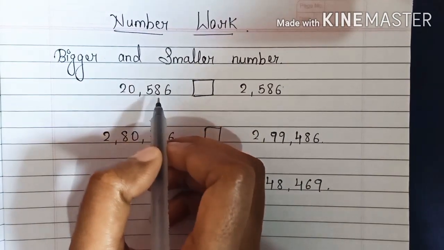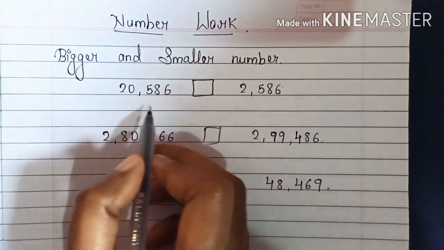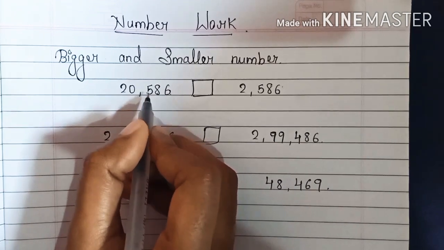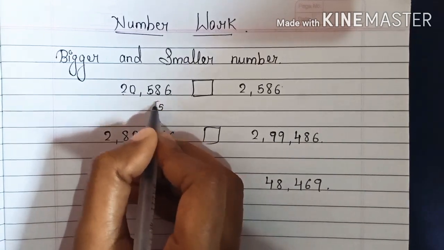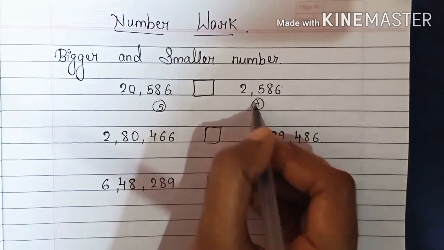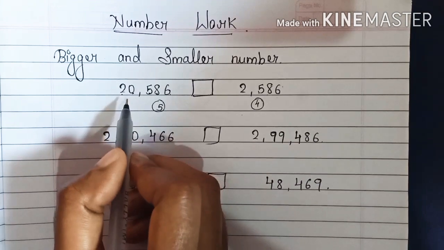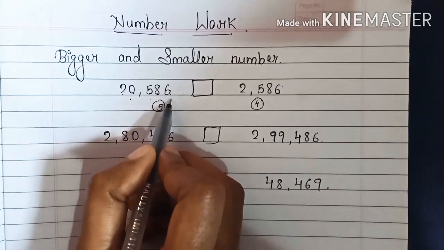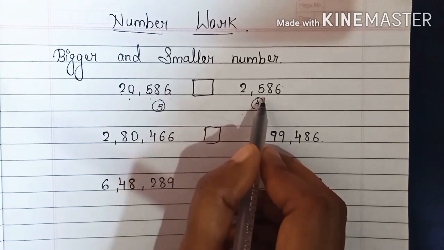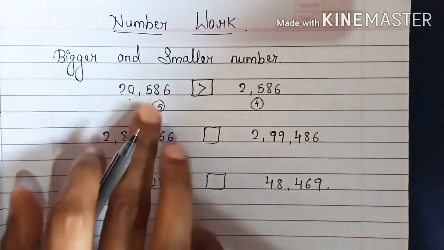Suppose, the first step is we need to find out the number of digits. Just see the number of digits of this number. There are 5 digits: 1, 2, 3, 4, 5. And here 1, 2, 3, 4, 4 digits. Now among this 5 and 4, this 5 is greater. That means 20,586 will be greater than 2,586. So we will put the greater sign to this.